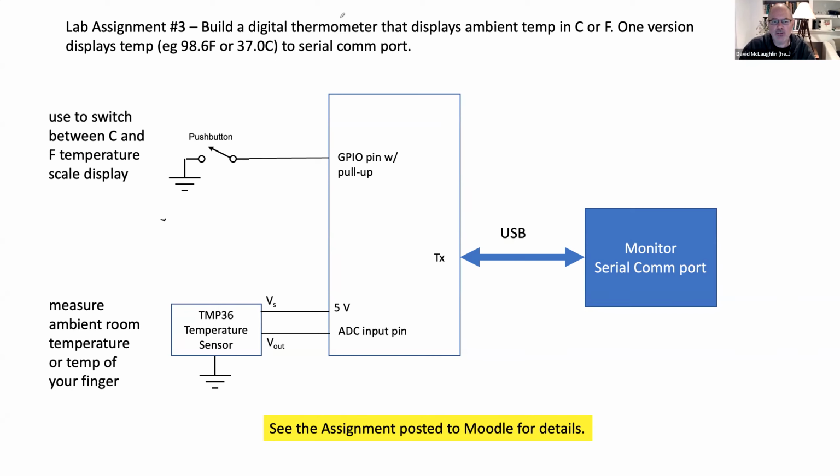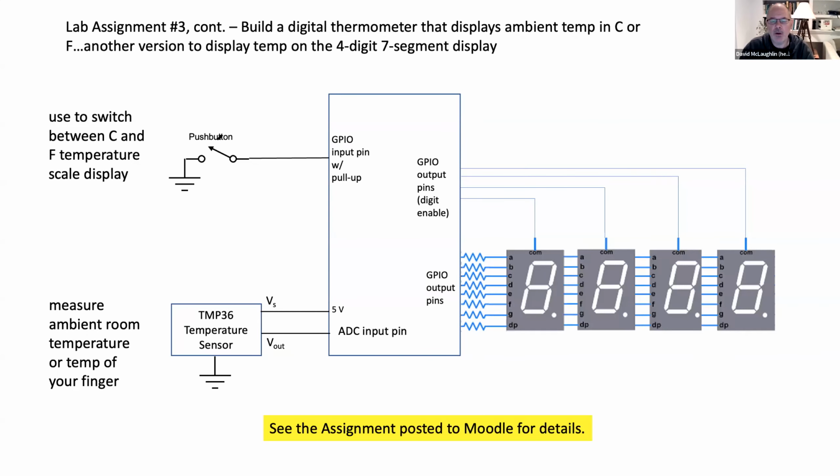And then another version of this will be, you're going to do 2 complete builds, if you will. You're going to build it once, and you're going to be reading temperature and sending that to your serial monitor via UART. And then you're going to, in a sense, tear it down and rebuild it, and you're going to be showing the temperature on this 4-digit 7-segment display.